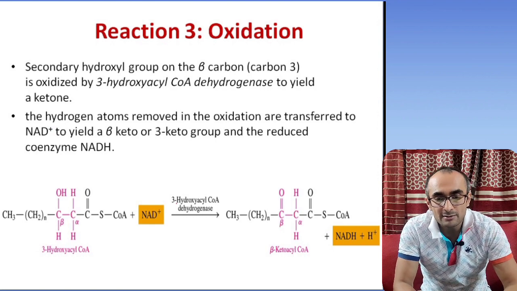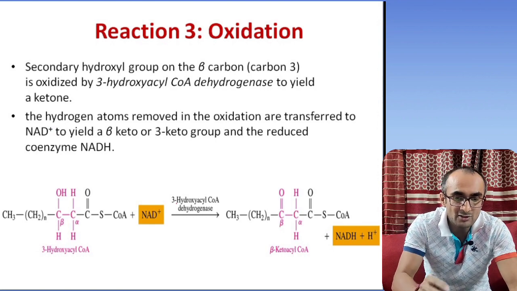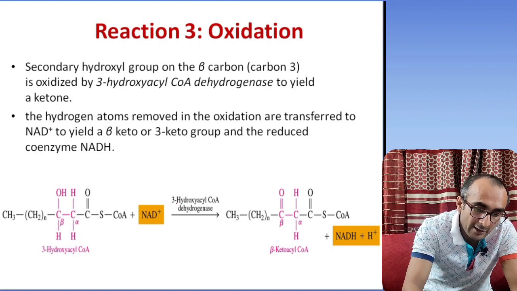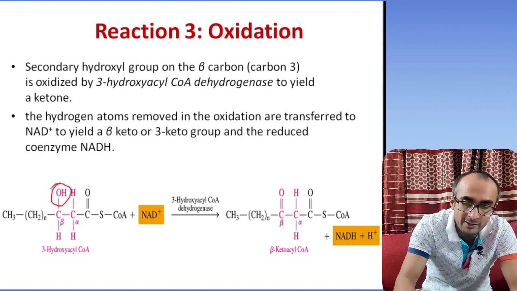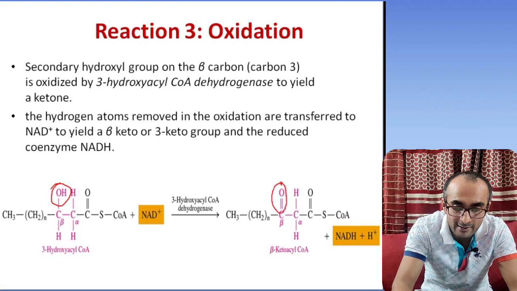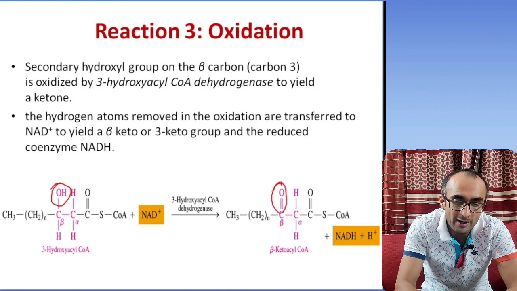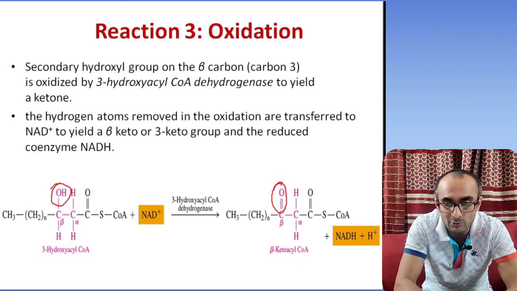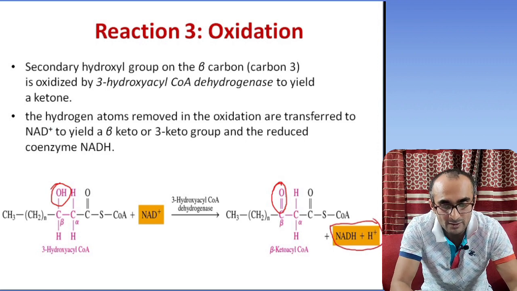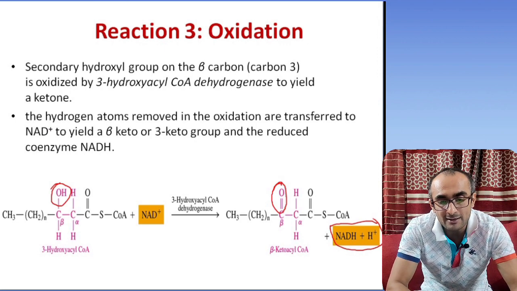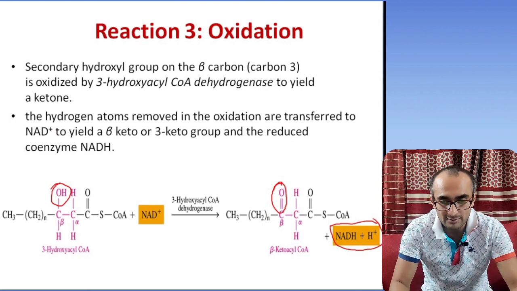The third reaction is also an oxidation reaction, where the 3-hydroxyacyl coenzyme A will be oxidized again, and the hydroxyl group, the alcohol, will be oxidized to a keto group. So the alcohol is converted into a keto group, and at the same time one NAD plus molecule is reduced to NADH and H plus. This step of oxidation is catalyzed by 3-hydroxyacyl coenzyme A dehydrogenase.